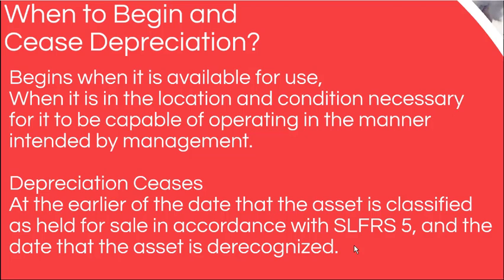Let's say company has completed construction of a particular building or particular factory. So factory building can be depreciated even if production is not started, because depreciation begins when the asset is ready for use. Then when it comes to stop depreciation, depreciation ceases or stops at the earlier of the date when the asset is classified as held for sale in accordance with SLFRS 5, or the date the asset is derecognized.